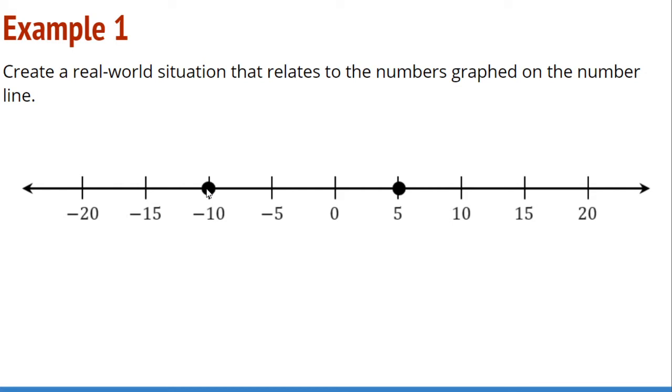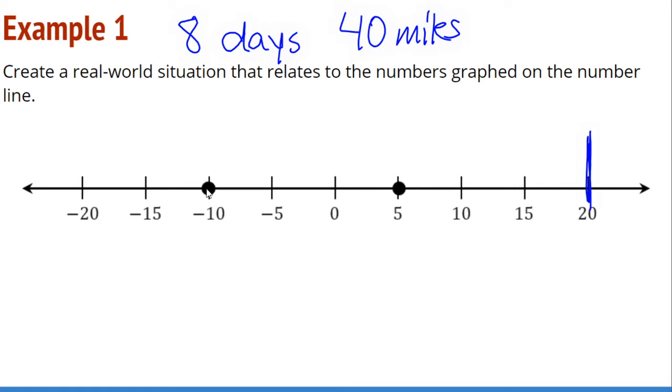All right, so let's pretend that we're going on an 8-day, 40-mile hike. I know that's a really long hike, right? 8 days, 40 miles. So at the halfway point, which would be 20 miles into the hike, there is a check station for us to go check in and register and make sure that everybody is okay.